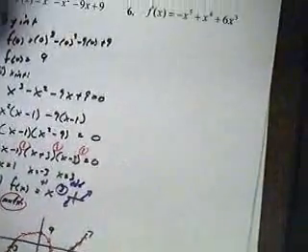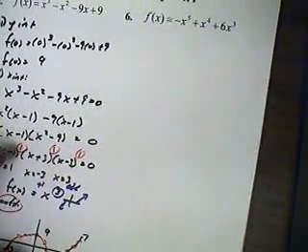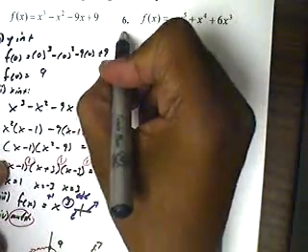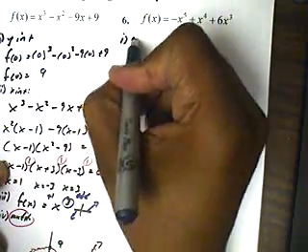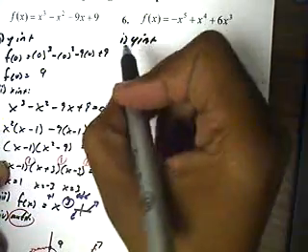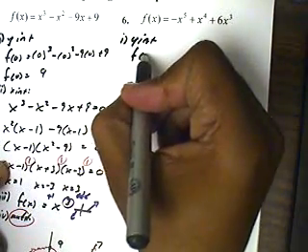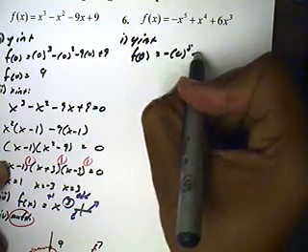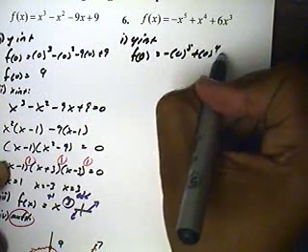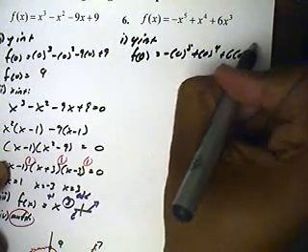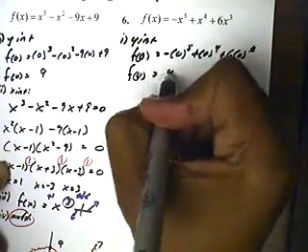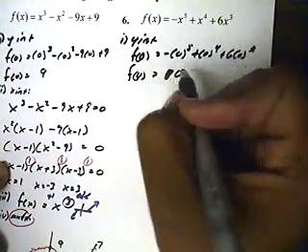Okay, number 6. Once again, we'll start with the y-intercept. For the y-intercept, we replace all the x's with 0. So we get negative 0 to the 5th plus 0 to the 4th plus 6 times 0 to the 3rd. All that gives us y equals 0.